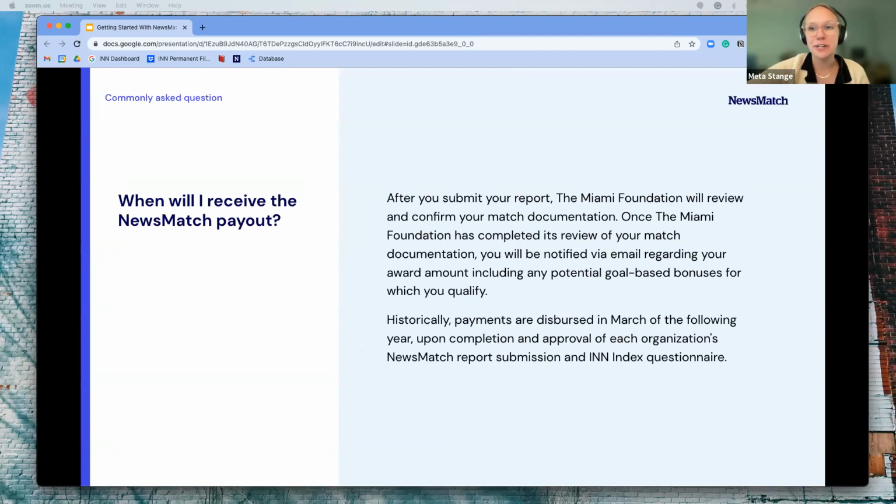Getting to what I am sure you care most about, when will you receive your actual NewsMatch funds? After you've gone through all 4 phases, done your reporting, submitted your documentation and your index, our team will vet all of the information provided and aim to disperse payments by March of 2023. So depending on what your fiscal year looks like, whether it aligns with the calendar year or if it's June to June, please be aware that that is when you can expect to receive your funding in Q1 of 2023.